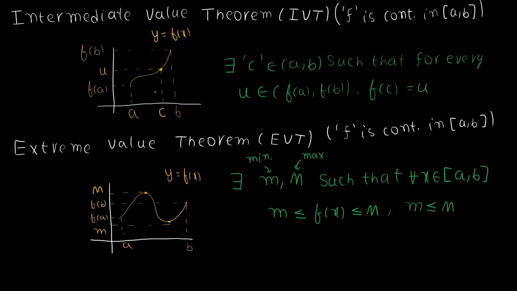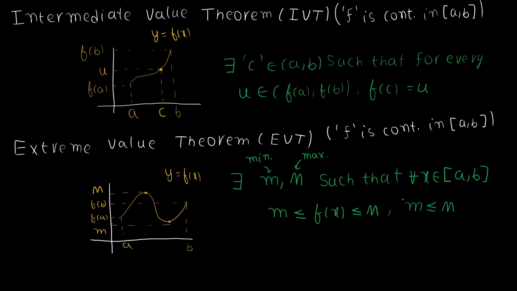Let us move on to our next theorem, which is the extreme value theorem. It is also true for every continuous function. Let's first define small m as the minimum value and capital M as the maximum value, such that for all x belonging to [a, b], f(x) lies in between small m and capital M, where small m is less than or equal to capital M.